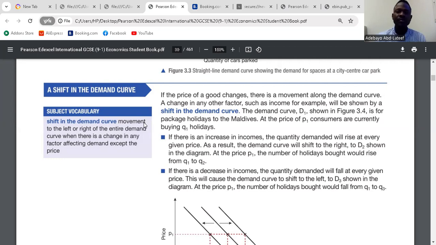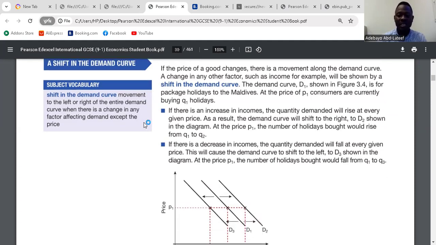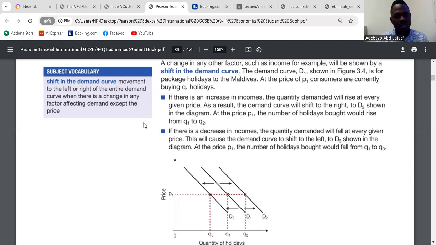Are you with me? So if your income increases, you demand more because you have more to spend. At that point in time, your disposable income would increase, then your purchasing power would rise. You'll be able to buy more. So if income increases, the demand for goods and services increases, shifting the demand curve rightward. On the other hand, if income falls, the demand will fall, shifting the demand curve leftward from D1 to D3. Do you get it? Yes.